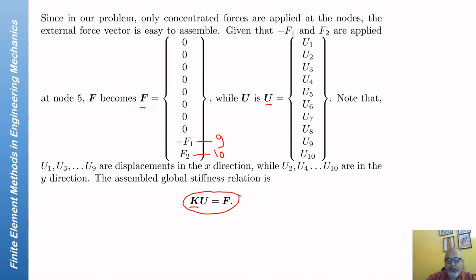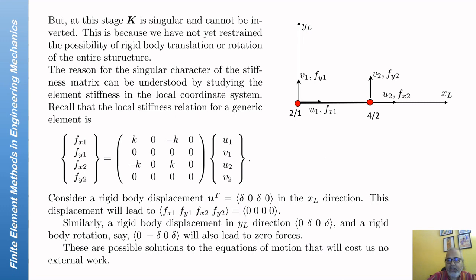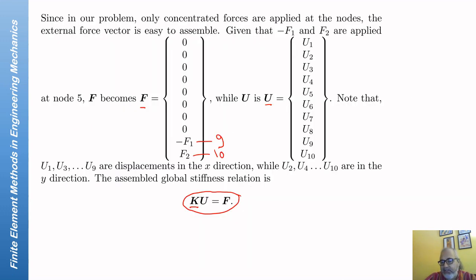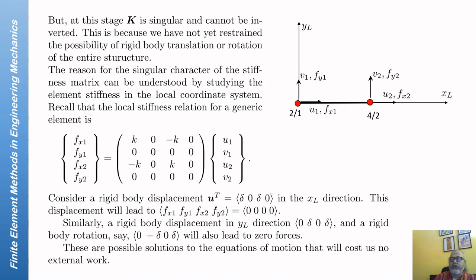Why is this a problem? To understand why, what you need to do is maybe not look at the entire structure, but look at just a single element, and that too in its own coordinate system. So in the XL-YL coordinate system, let's again look at this element flanked by nodes 2 and 4, and we have already seen that its local stiffness matrix for this element is just this, and you can immediately also see that this is a singular matrix.